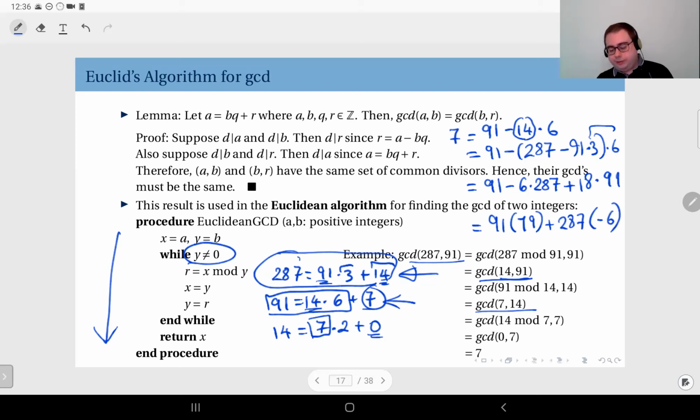So a simple backward substitution gives you, let me put this in more recognizable form. Okay, so 7 is the GCD of 91 and 287, and these 19 and minus 6 are a pair of Bézout coefficients. So using the extended Euclidean algorithm, which also keeps track of the quotients, you can simply compute a pair of Bézout coefficients for any given two integers.